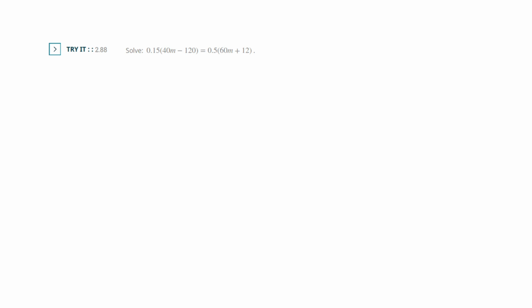Okay, let's try one more of these. I'm going to send him through. 0.15 times 40 is 6m. I get negative 18 there. So I'm sending him through. Okay, so I've got the rooms clean. Nothing else combines. I'm going to take away 6m in order to get them back together.